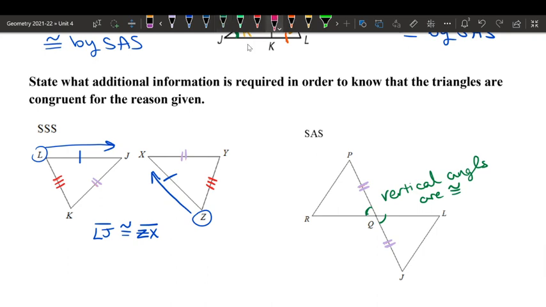But given what we know, we have a side. Now we have an angle. So that means we need the immediate next side, so that angle is included. And here it would be side, angle, side. So we need to know that these two pieces are congruent. And we need to order them in the correct order. So QR is congruent to QL. Or RQ congruent to LQ. Either way.